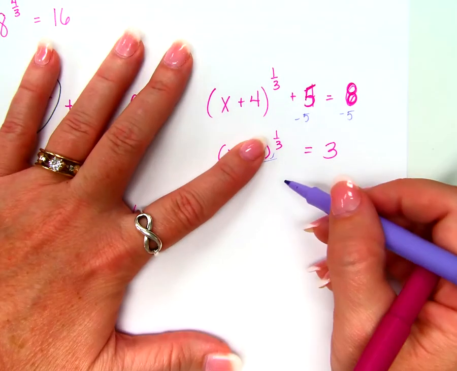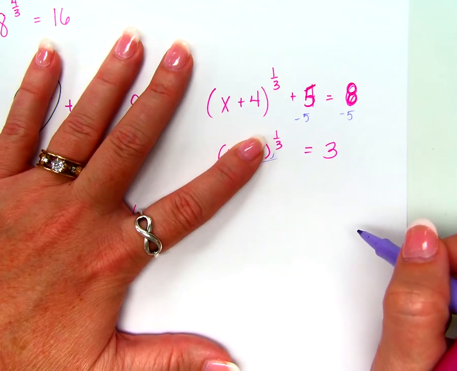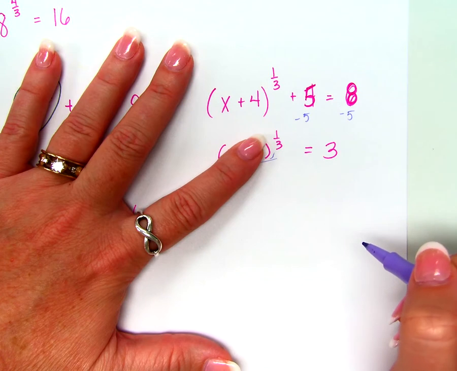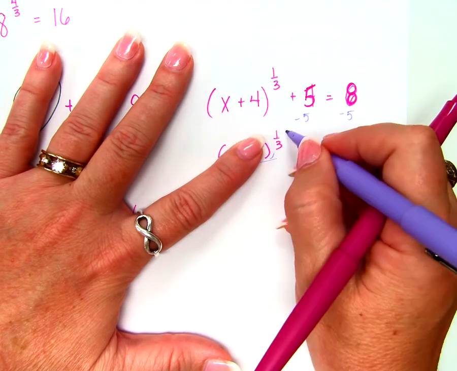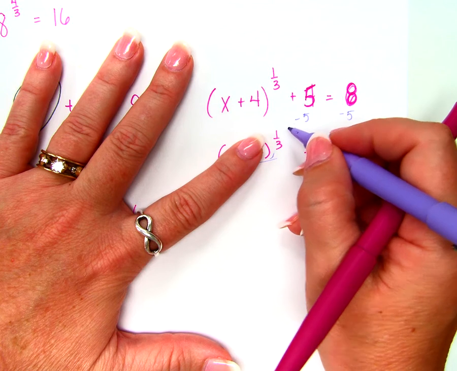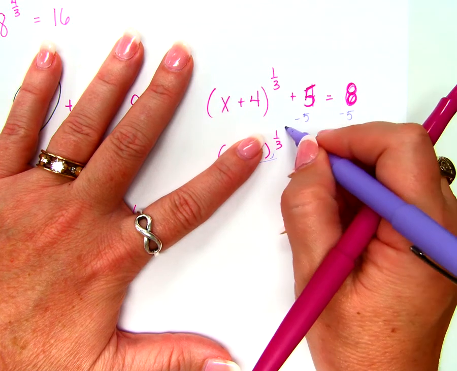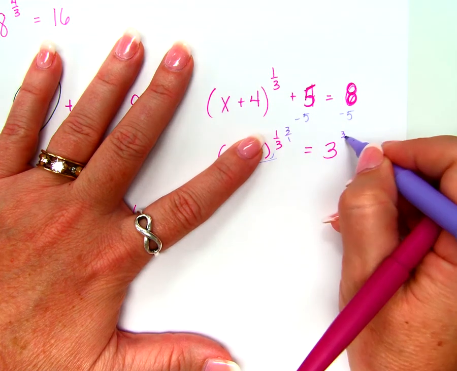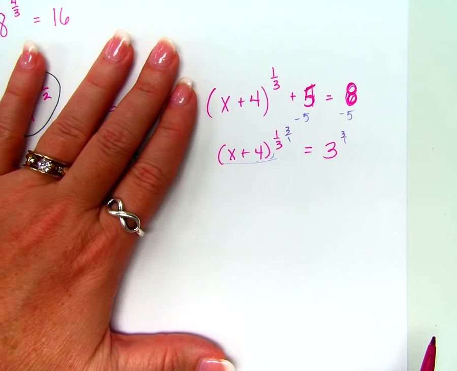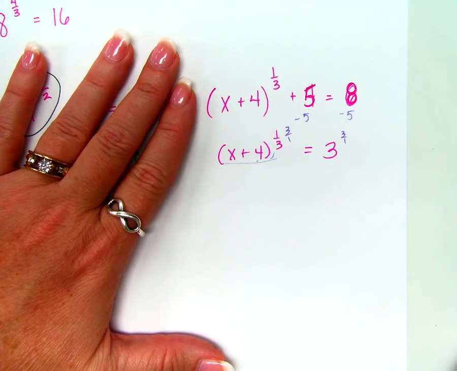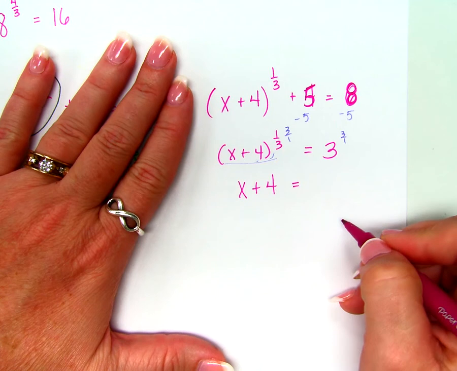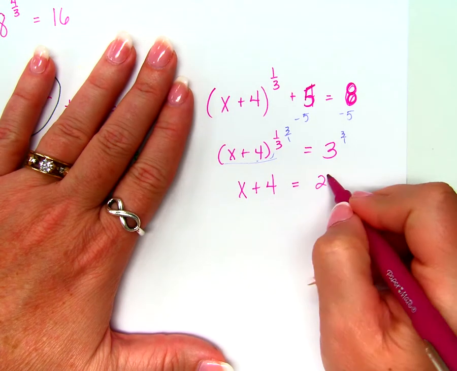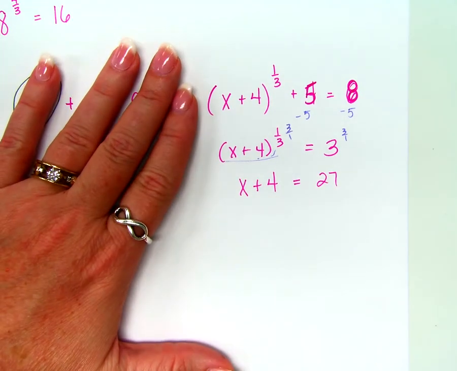Is what's being raised to the power isolated? Yes, then let's get rid of the power. 3 over 1 here, 3 over 1 here. Raise both sides to the 3rd power. Okay? What happens on the left-hand side? What am I left with? x plus 4 equals 27.